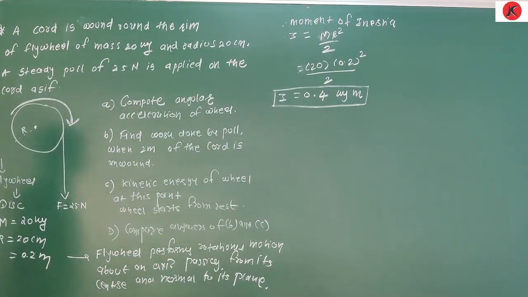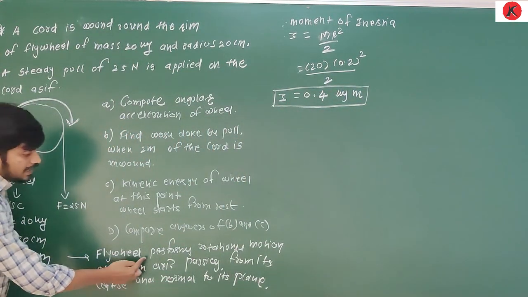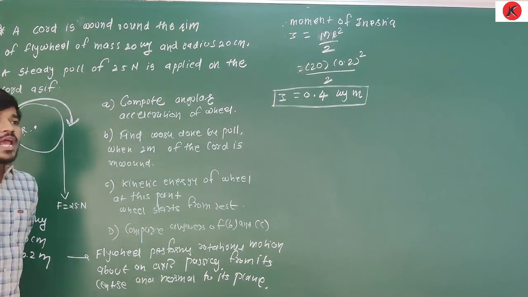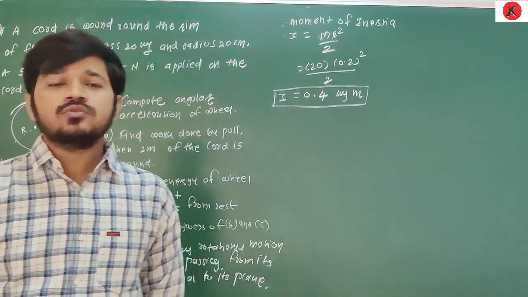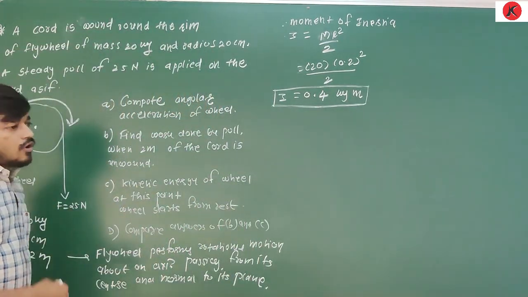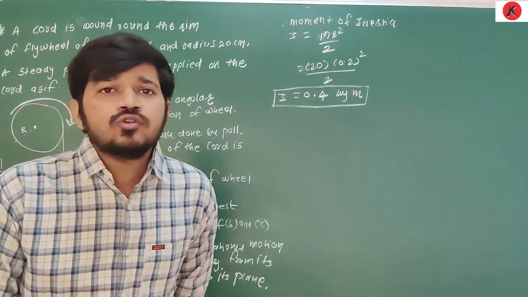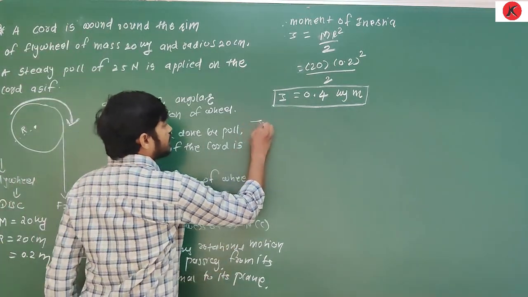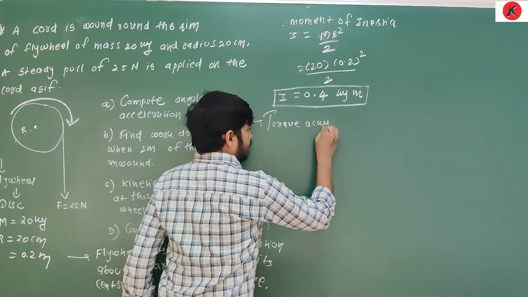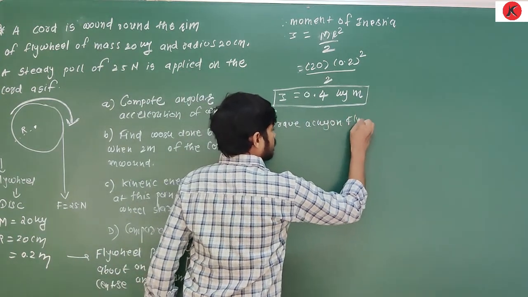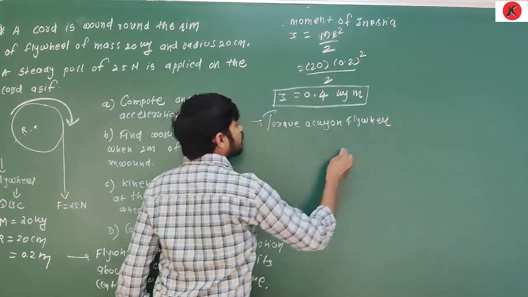Okay. Now see here, the flywheel performs rotational motion, and rotational motion is obviously due to torque. The reason an object performs rotational motion is torque. So now I will find the torque acting on the flywheel. Now what is the equation of torque?